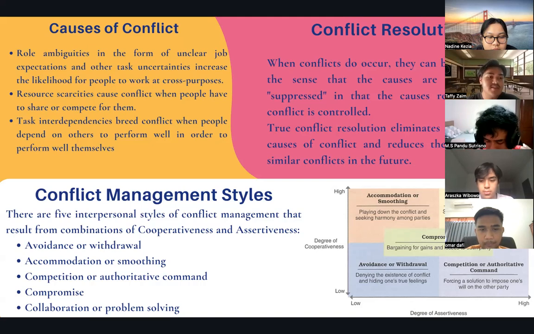Conflict management styles. There are five interpersonal styles of conflict management that result from combinations of cooperativeness and assertiveness. First is avoidance or withdrawal, and then accommodation or smoothing, and then competition or authoritative command, and then compromise, and lastly, collaboration or problem solving.